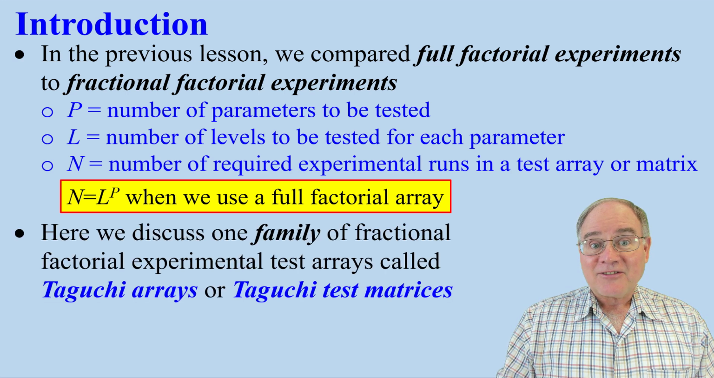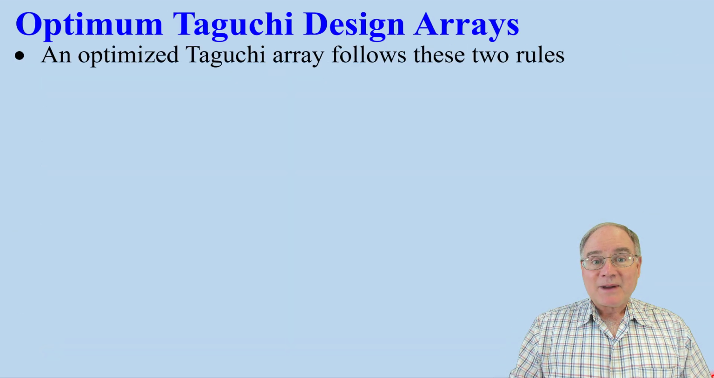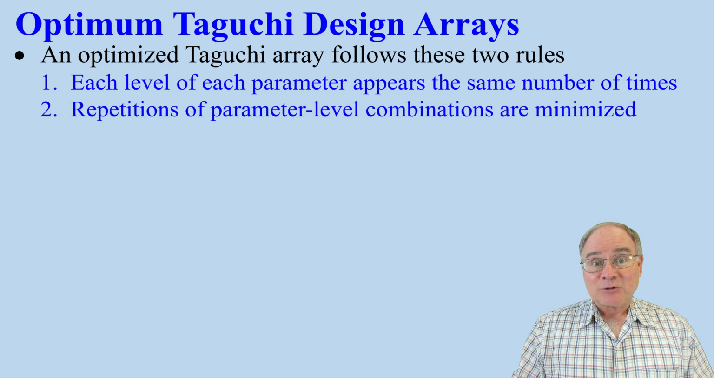Here we discuss a family of fractional factorial experimental test arrays called Taguchi arrays or Taguchi test matrices. These are a type of orthogonal array optimized for experimental analyses. An optimized Taguchi array follows two rules. Each level of each parameter appears the same number of times, and repetitions of parameter level combinations are minimized.